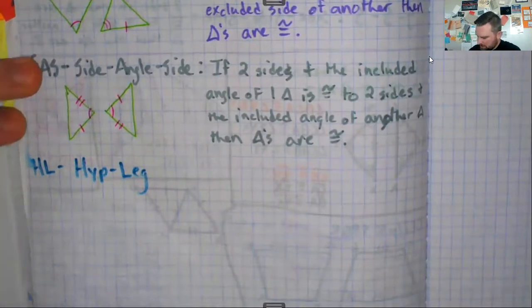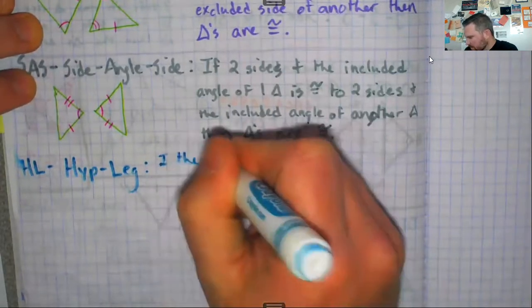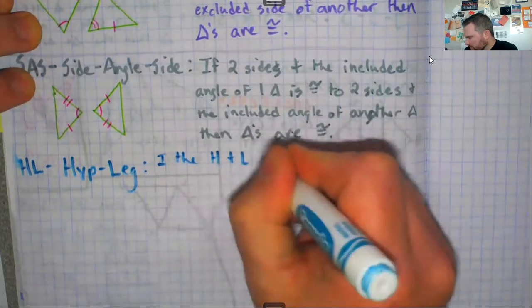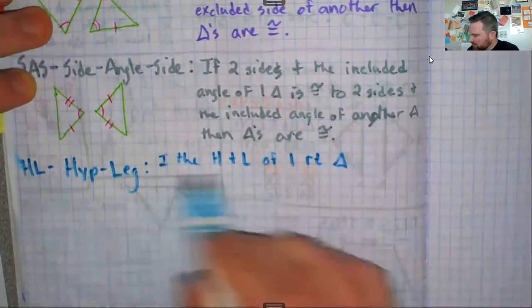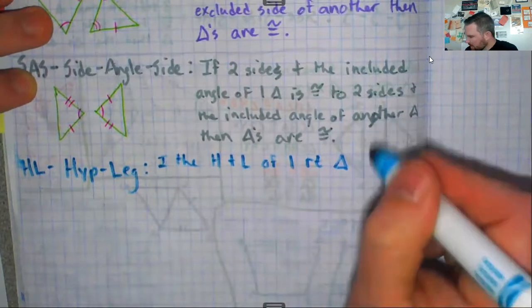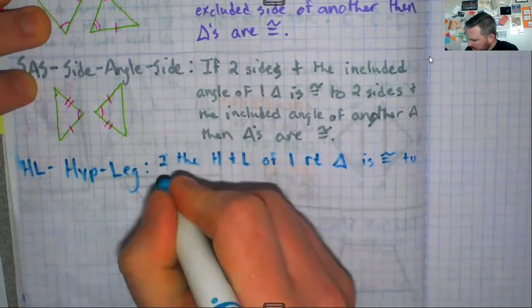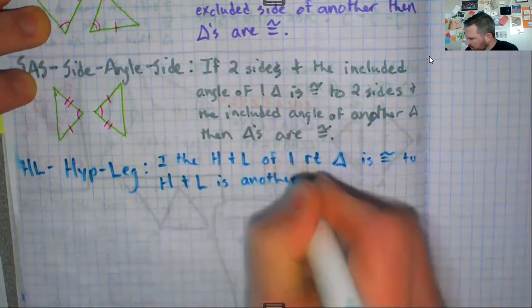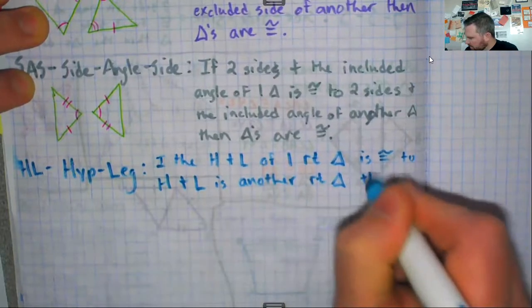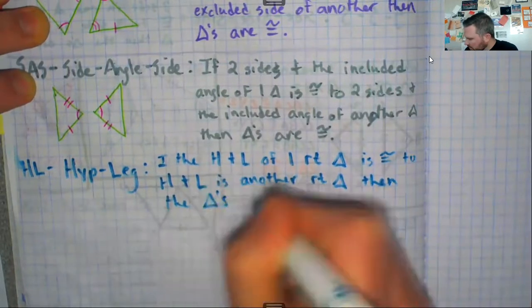Okay, so here we'll say if the H and L of one right triangle, if the hypotenuse and leg of one right triangle are congruent to the H and L in another right triangle, then the triangles are congruent.